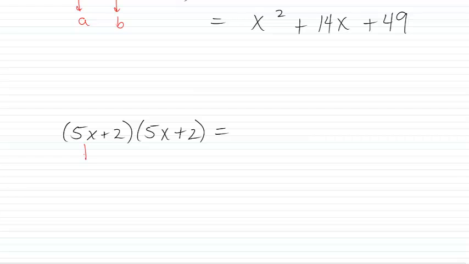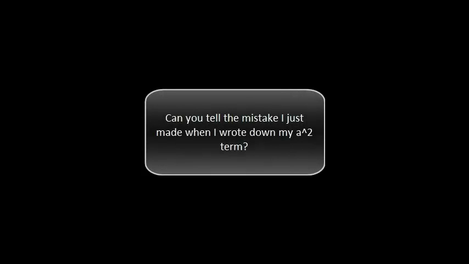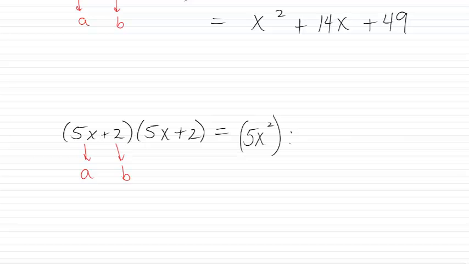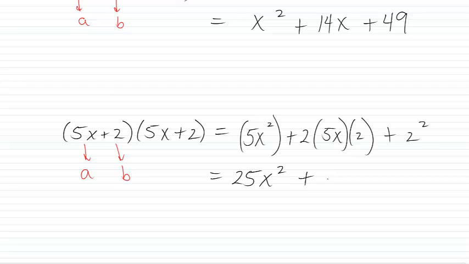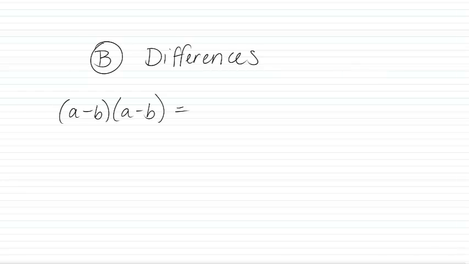In this next problem, my a is 5x and my b is 2. So again, I'm going to do a squared plus 2a times b plus b squared. And when I simplify, I get 25x squared plus 20x plus 4.